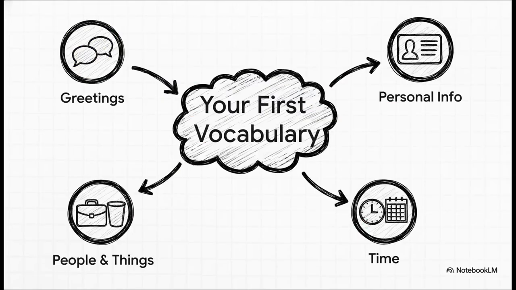So, what kind of words will you learn? We're talking useful, important words for your everyday life. First up, greetings. You'll learn to say hello and how are you? Next, personal information. You'll learn the words for your name, your address, your phone number. Then, people and things. Words for jobs, like doctor or teacher. And words for things you see every day, like table or book. And finally, time. You'll learn the days of the week and how to tell the time. These are the words you really need to start talking.